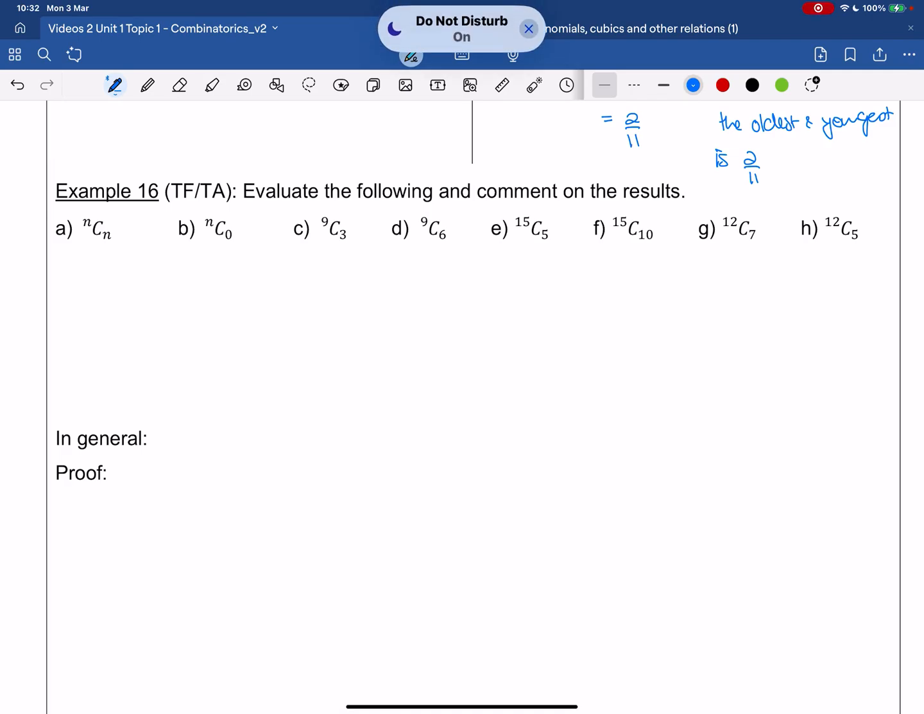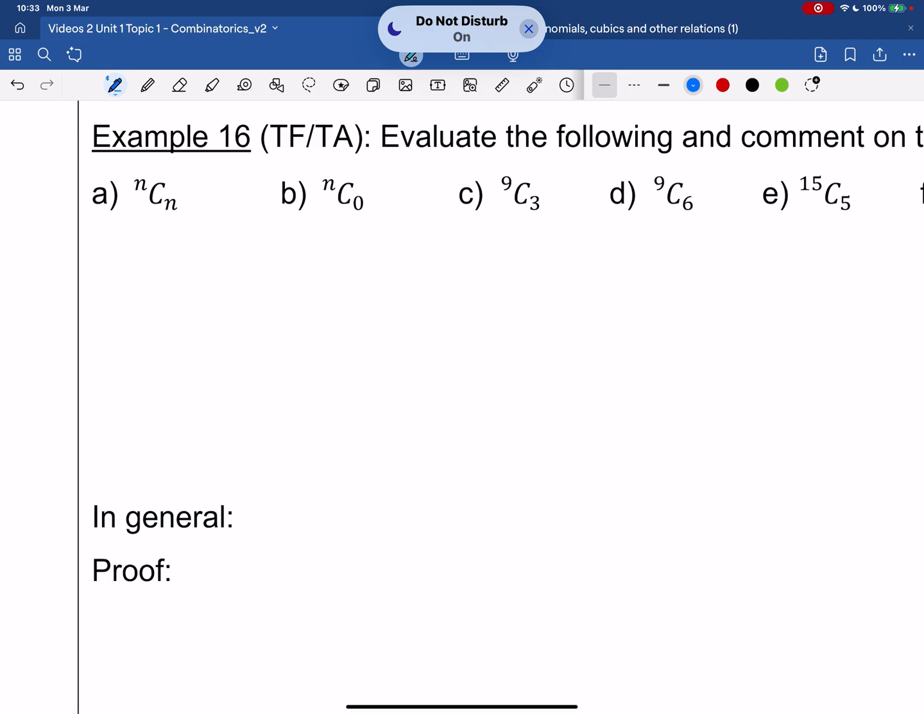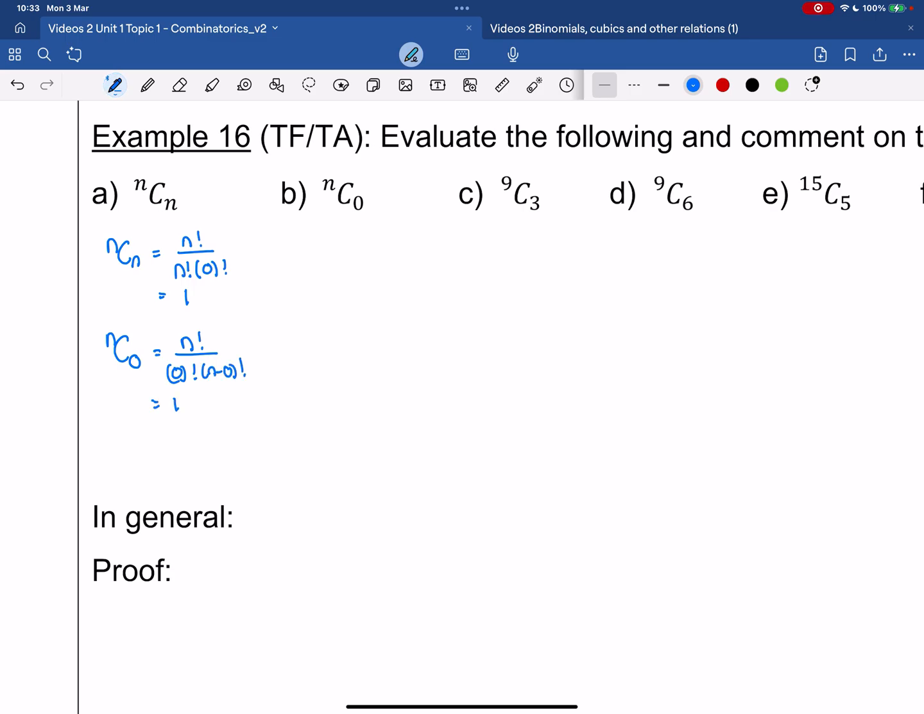All right, these pretty much come down to quite an interesting result. So let's have a quick look. nCn is going to be n factorial over n factorial, and (n minus r) factorial is just going to be 0 factorial, and we know that 0 factorial is 1, so n factorial over n factorial is just 1. And if I look at nC0, what I've got is n factorial over 0 factorial and (n minus 0) factorial, and again I get 1.